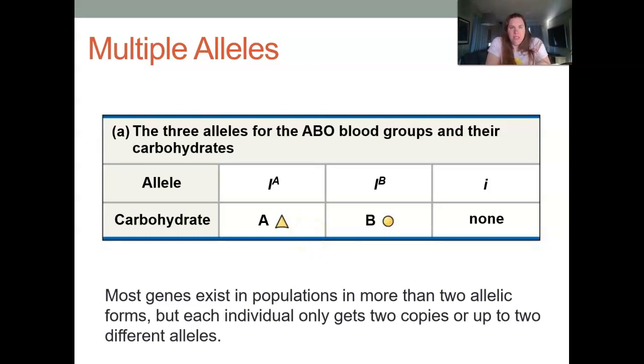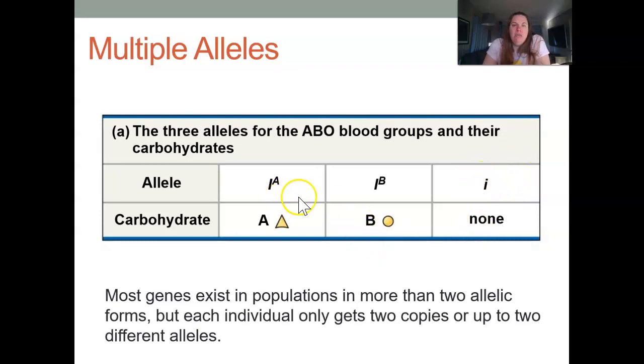So a perfect example of this is our blood type. Our blood type can be determined by 3 different possibilities that go in those 2 alleles that we have. So the 3 allele possibilities are the allele IA, an allele that's represented by IB, and then finally an allele that is represented by lowercase i.